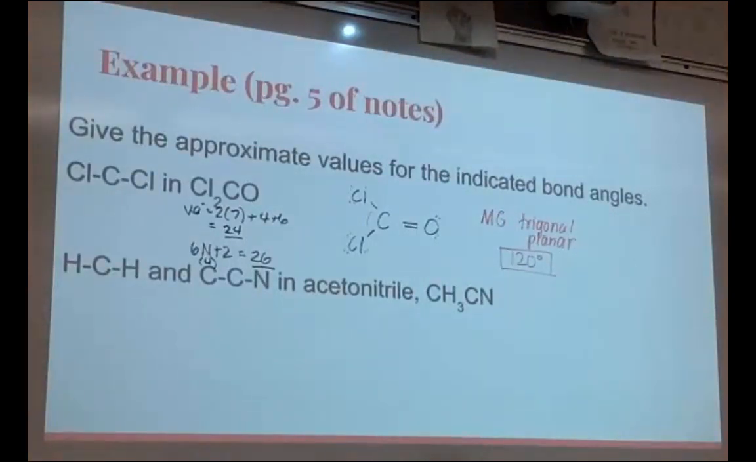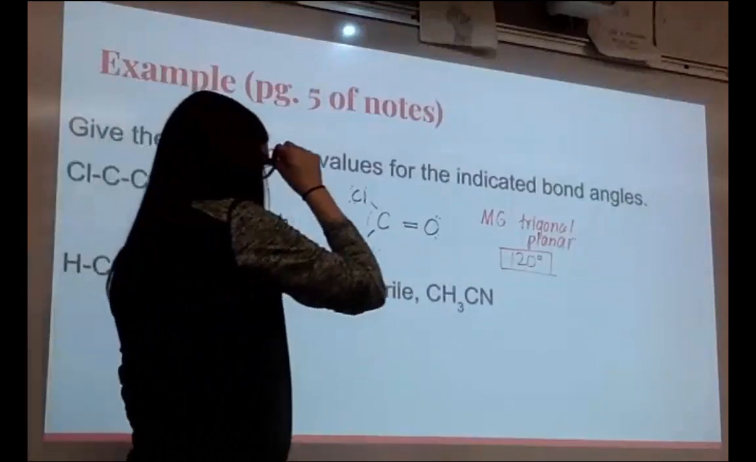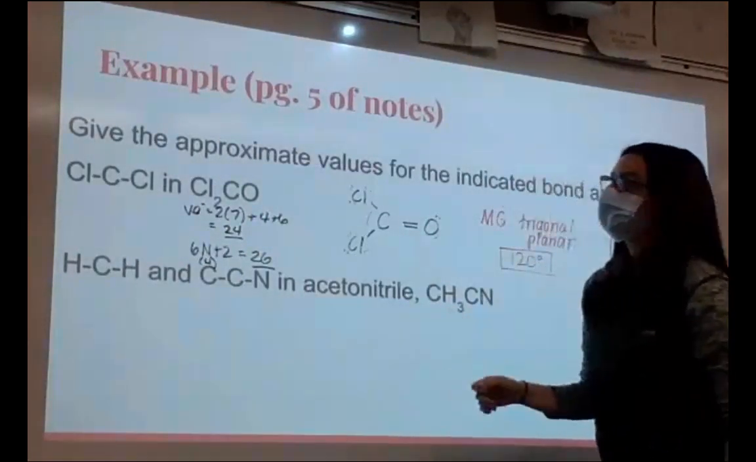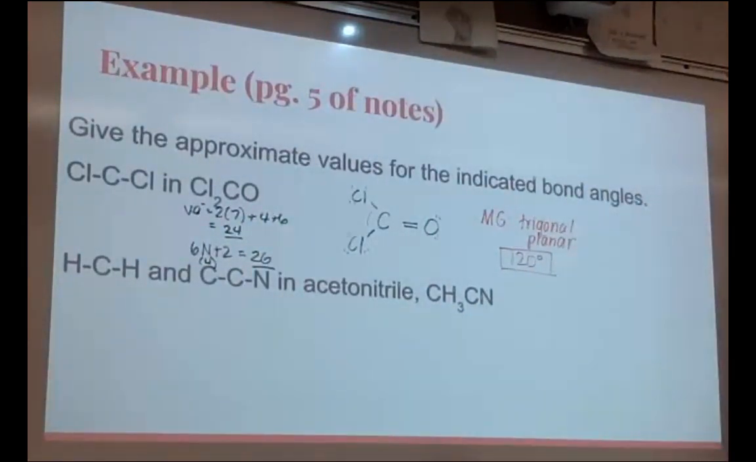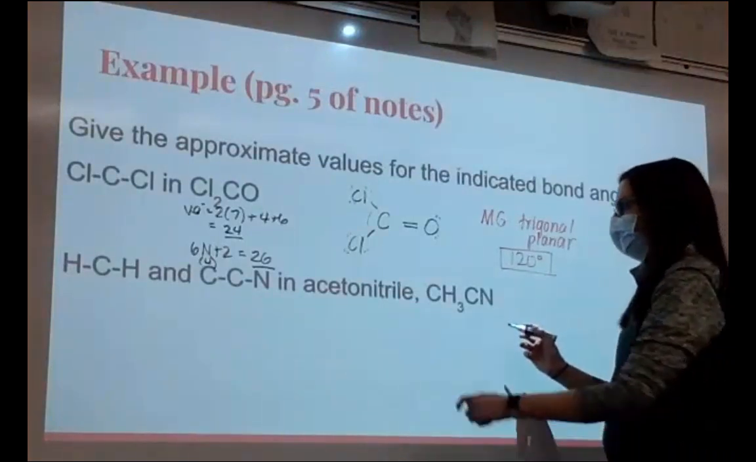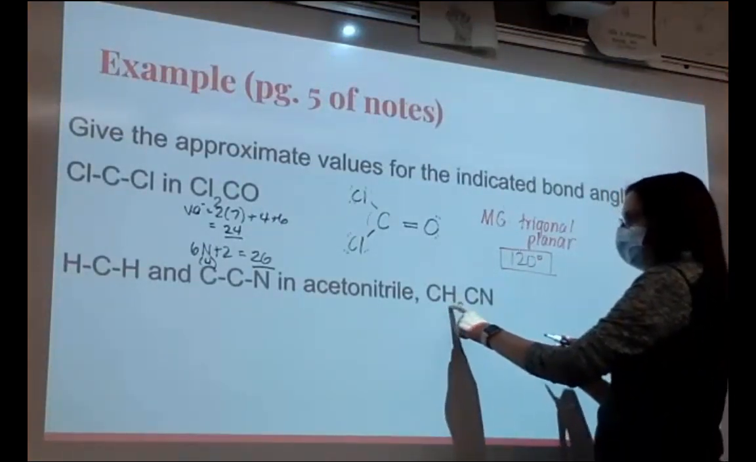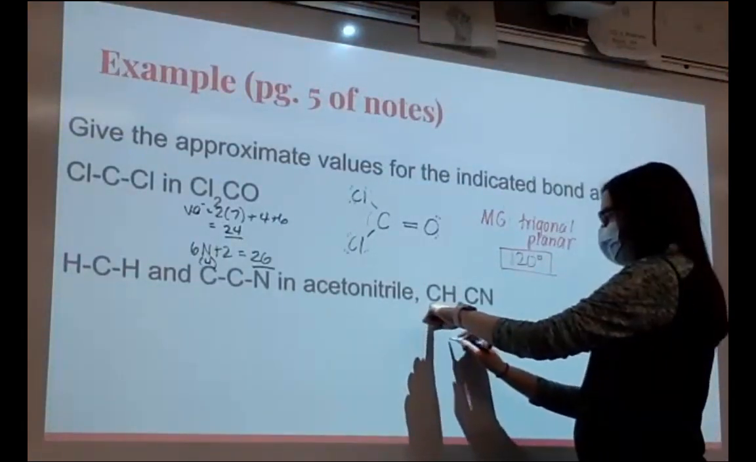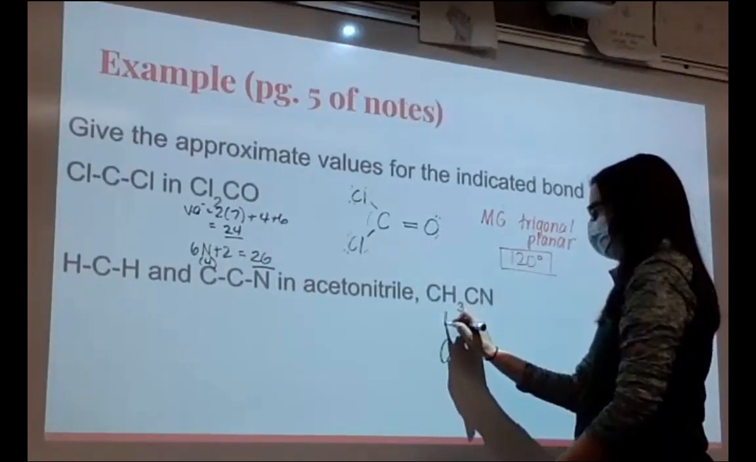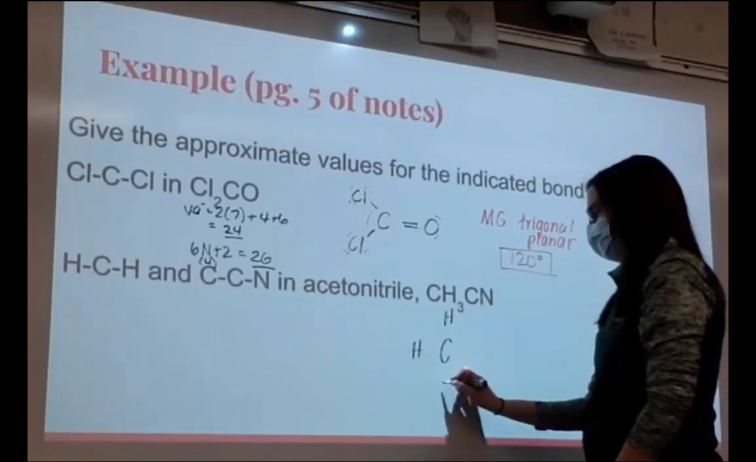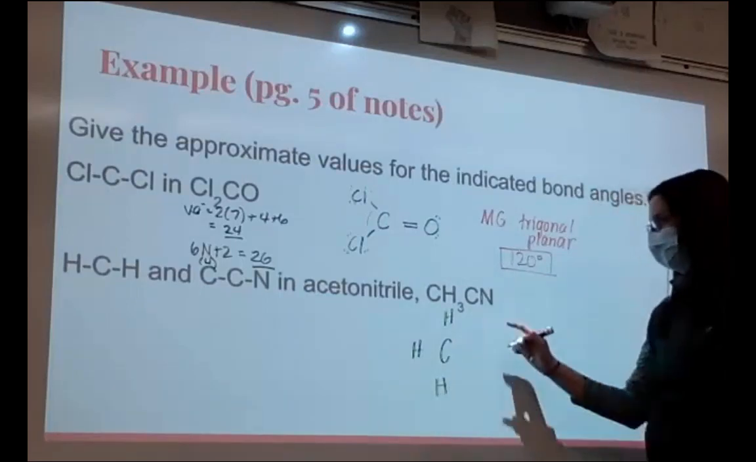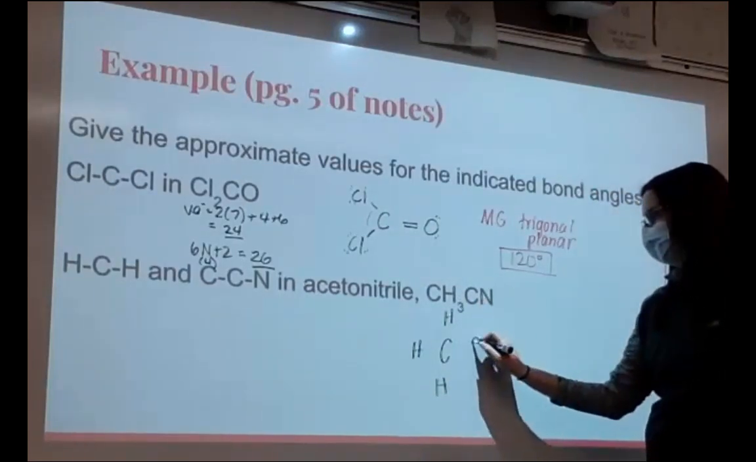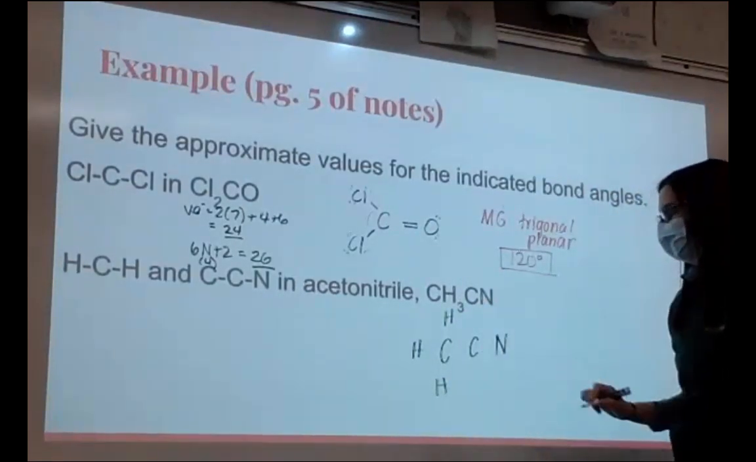And then it wants both of the bond angles in acetonitrile, which is CH3CN. So again, I'm going to show you how these are more organic types of molecules. CH3 means that there are 3 H's bonded to the first C. So H, H, H, and then we have another C and an N.